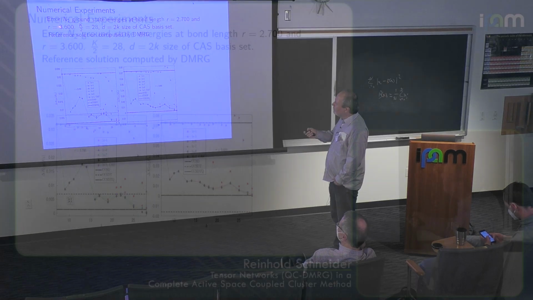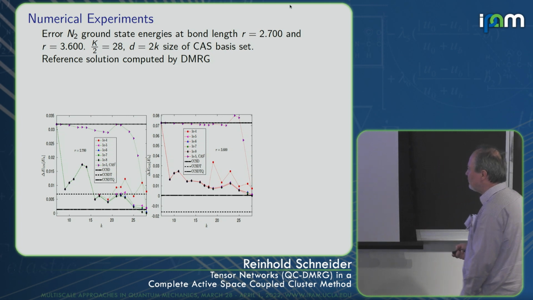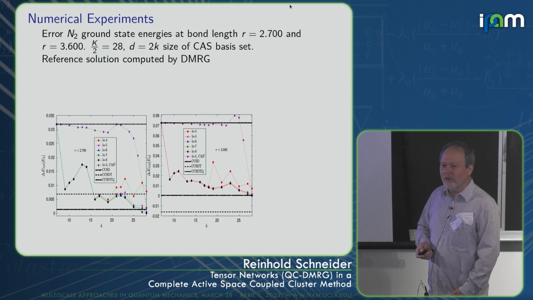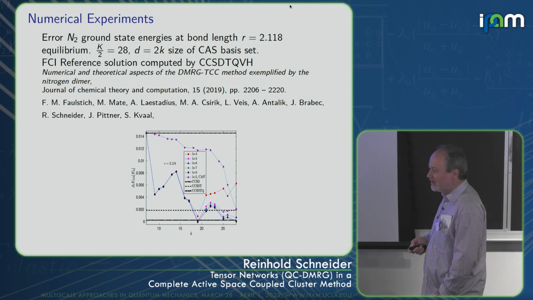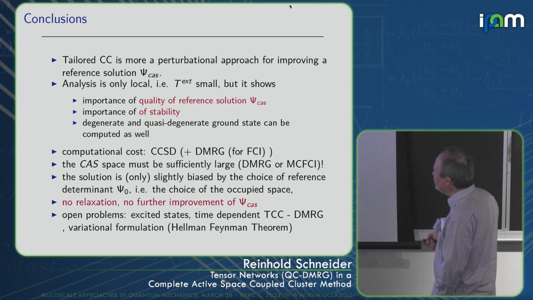If you go away from the equilibrium distance here, then it becomes a little bit better. And here you see it becomes better. So it becomes better in the case where coupled cluster is not so good. Yeah? Because you see here in this picture is a competition between DMRG and coupled cluster. Yeah? Okay, and now I come to the conclusions.